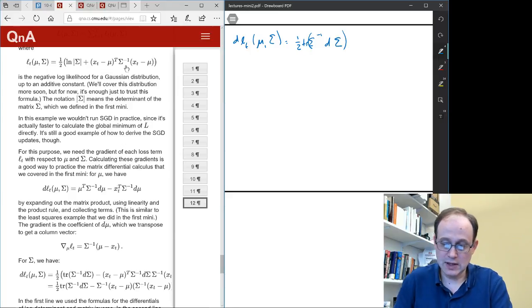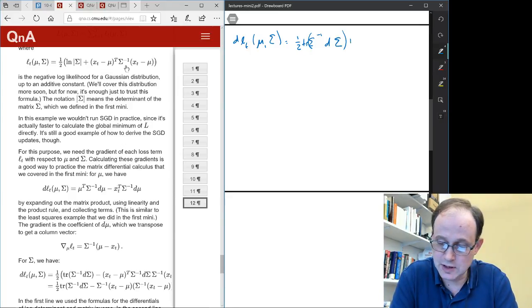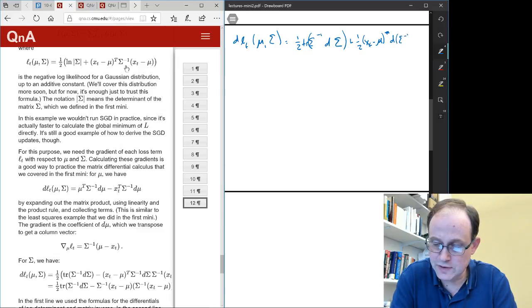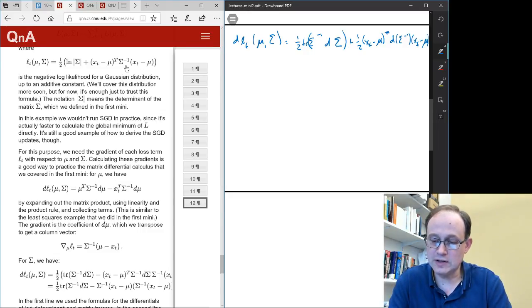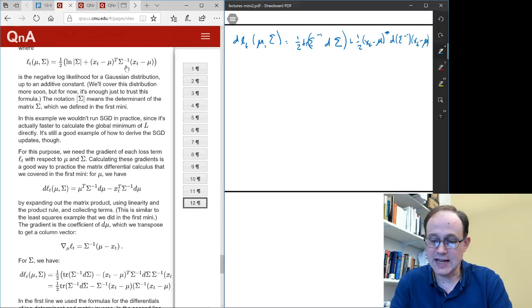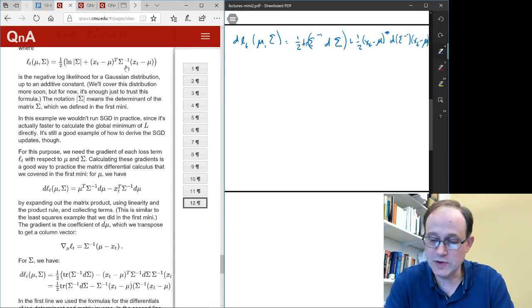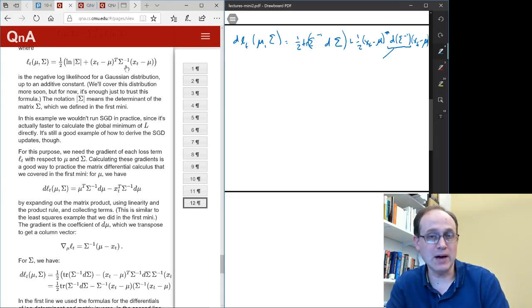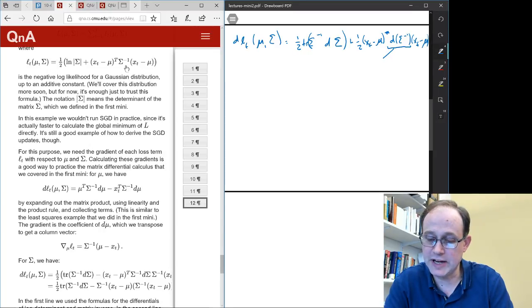And then the second term, this term right here, we can write it out like this: 1/2 x_t minus mu, transpose, d of sigma inverse, x_t minus mu. This was just by linearity. You can just pull constants outside of the differential, and mu is a constant right now because we're differentiating with respect to sigma. And then you use the identity for the differential of a matrix inverse, which again we mentioned briefly in first mini, but if you don't happen to remember it, look it up in a table of identities, and that is just sigma inverse d sigma sigma inverse.